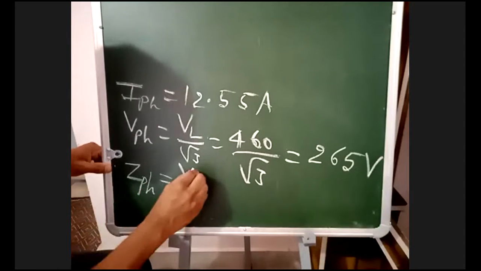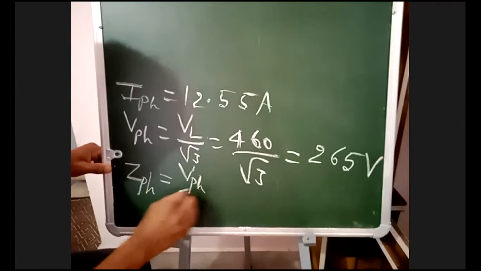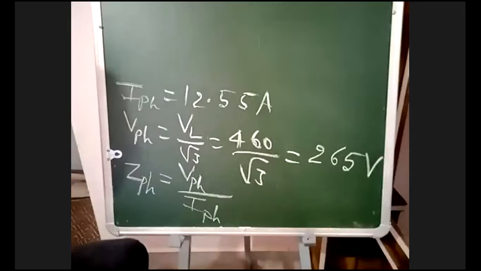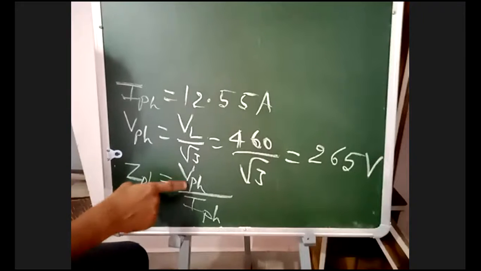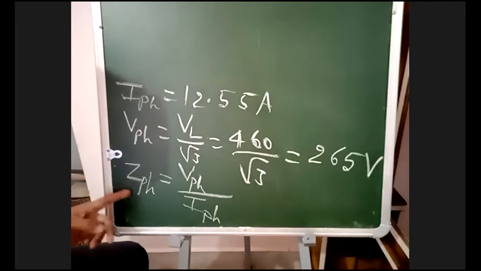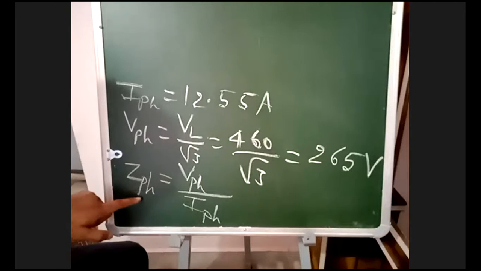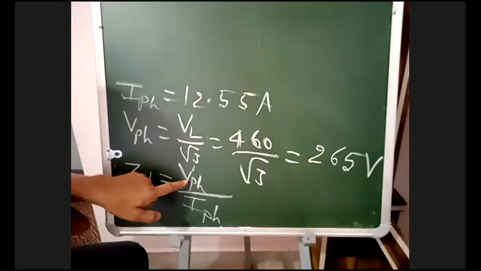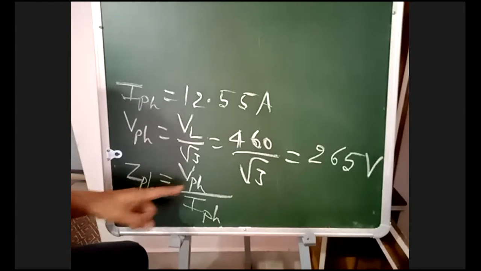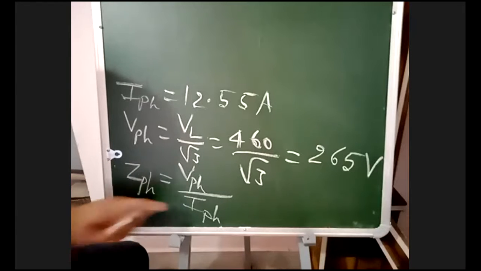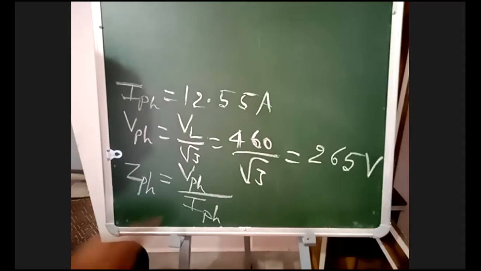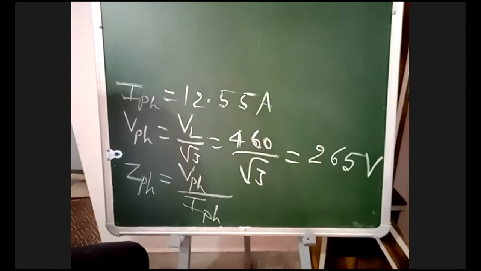Z phase is equal to R phase plus jXL. Z phase is equal to voltage by current. Total impedance is equal to total voltage by total current. We have to take phase voltage here because it is a phase quantity. We should not take VL and IL. We have to take V phase and I phase. Tell me the value.